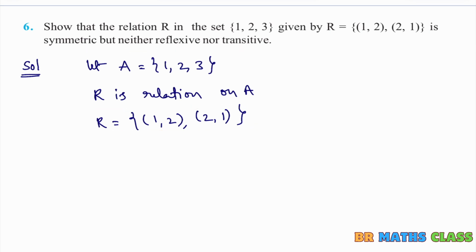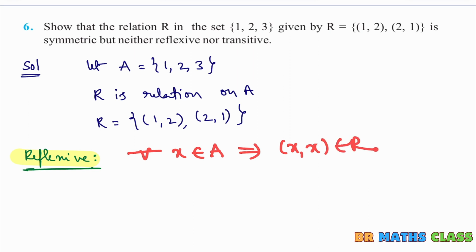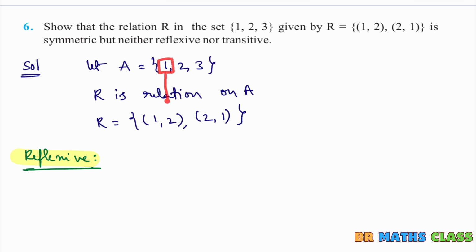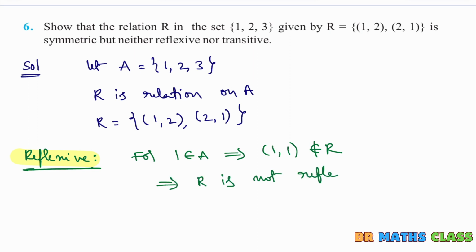Okay. One by one we will check in order. First we will check the reflexive condition. What is reflexive? If for every x in set A, the ordered pair (x, x) belongs to the relation, then I say that the relation is reflexive. For every x in A, here 1 is there in set A. You look, is (1, 1) there in this relation? No. So what I'll write here: 1 belongs to set A implies the ordered pair (1, 1) does not belong to the relation. That implies the relation R is not reflexive.